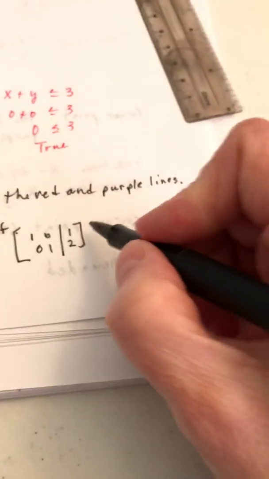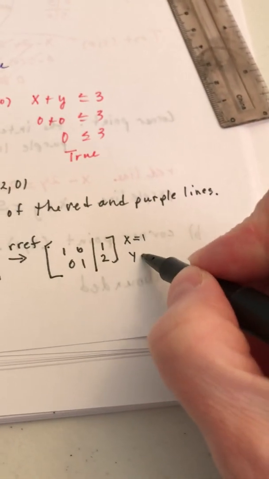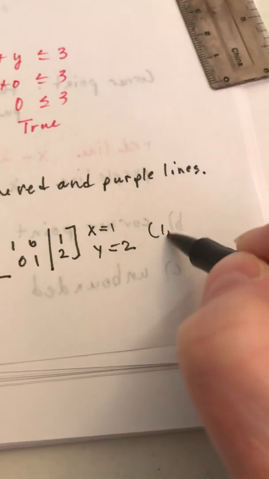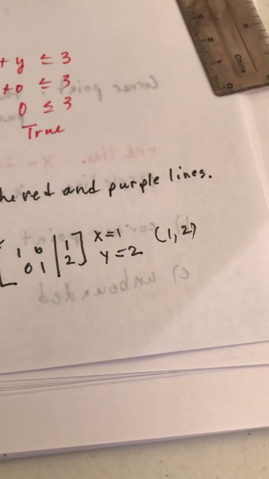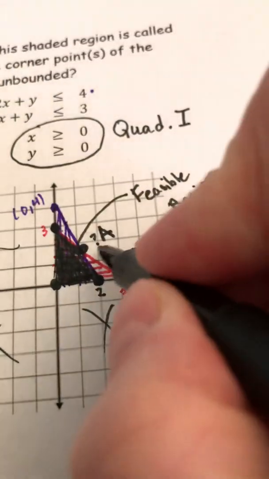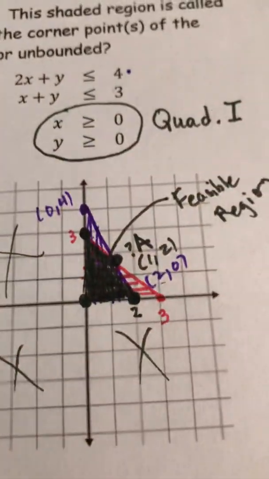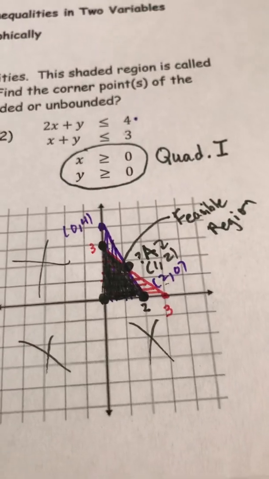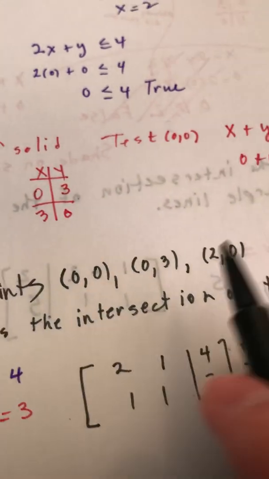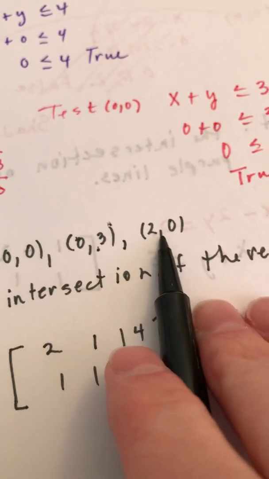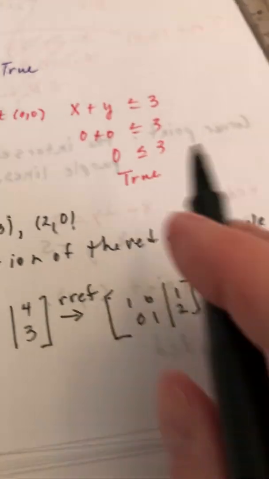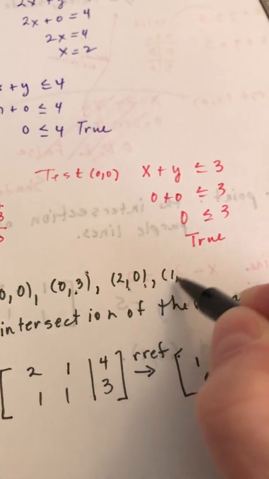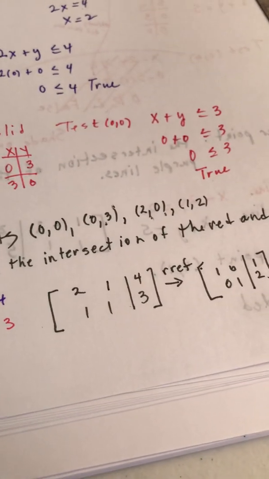What does that mean? This is x equals 1. This is y equals 2. It's the ordered pair 1, 2, which is that intersection over here, point A. So if I come back over here, this is the ordered pair 1, 2, right there. That's my point A. So now I have all my corner points. What are my corner points? My corner points are 0, 0, 0, 3, 2, 0, and 1, 2. I'll even put that up here with the rest, to show that we have 4 corner points.